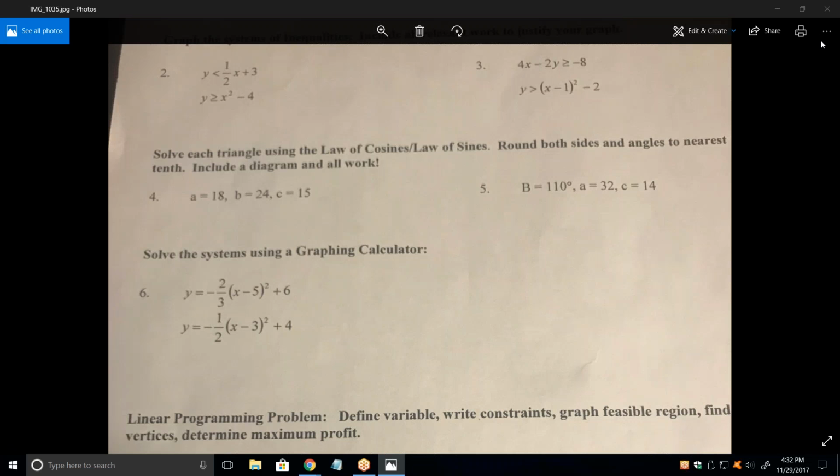Okay. What are the instructions? Graph it? It says graph the system of inequalities and then include all work. Include what? All work? Okay. Yeah, so just graph. Okay.